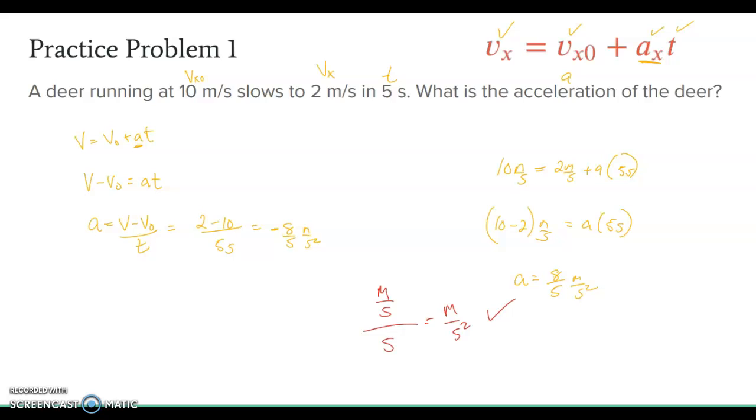A strategy that I think is really helpful, especially as you're starting out problem solving. When you read through the problem, I would identify what variable each number is on your first read through. So we have a deer running at 10 meters per second. I would pause and say meters per second has to be a velocity.